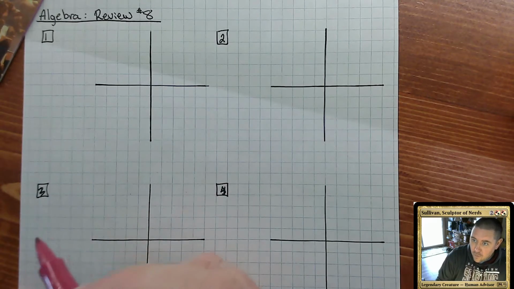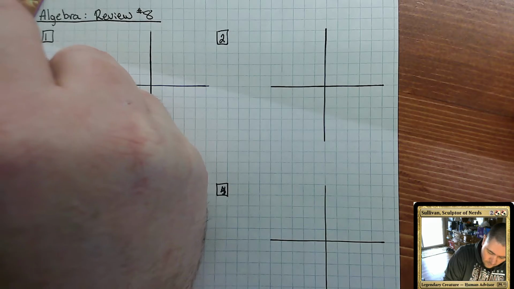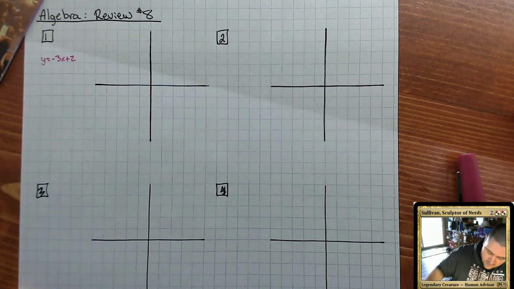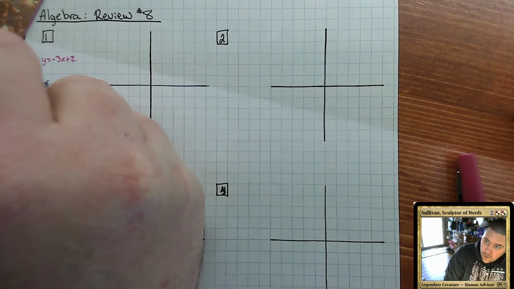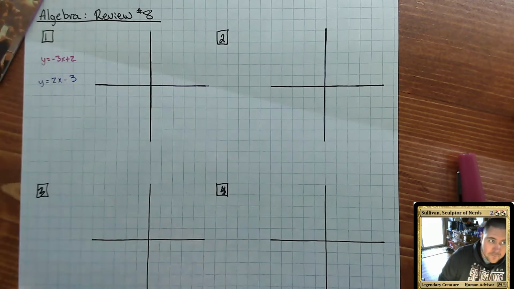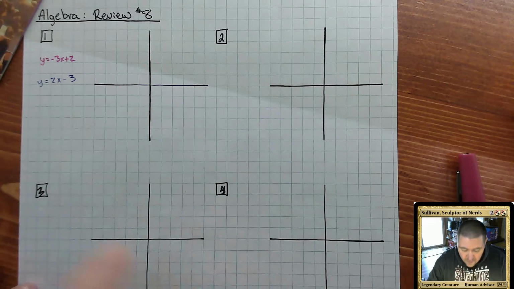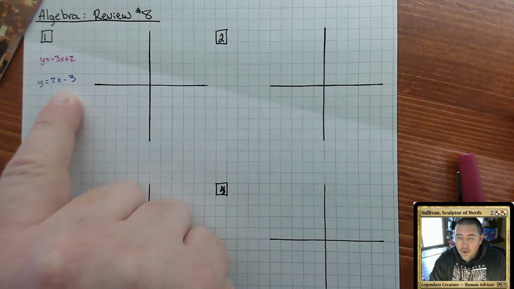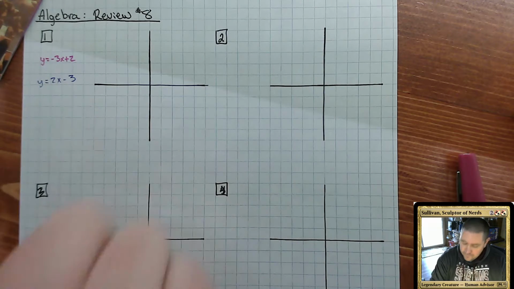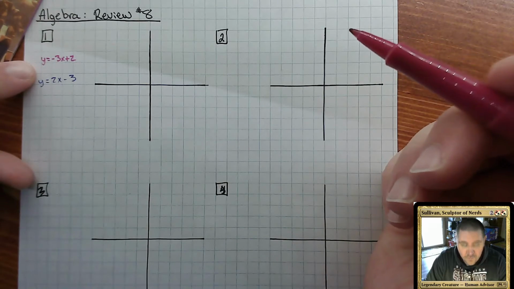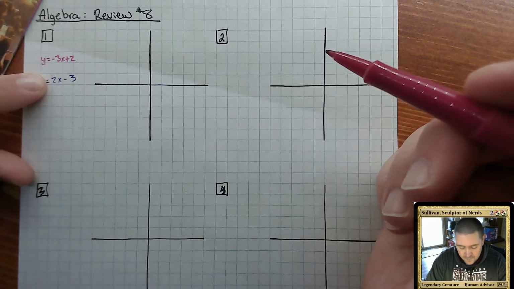We have number 1 has y equals negative 3x plus 2 and y equals 2x minus 3. Oh, and my camera's been acting kind of weird, so it might pause and I have to reset it at some point. It says graph that system and solve it. So I solve a system by graphing by finding out where these two lines are going to intersect.